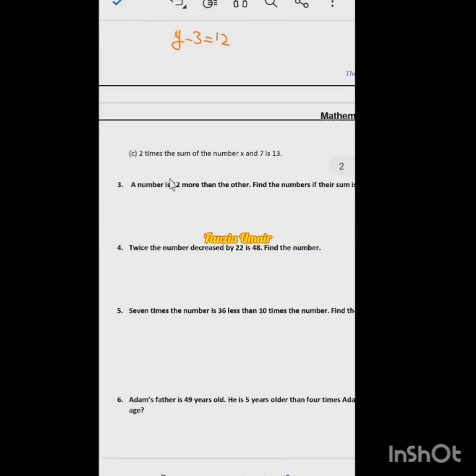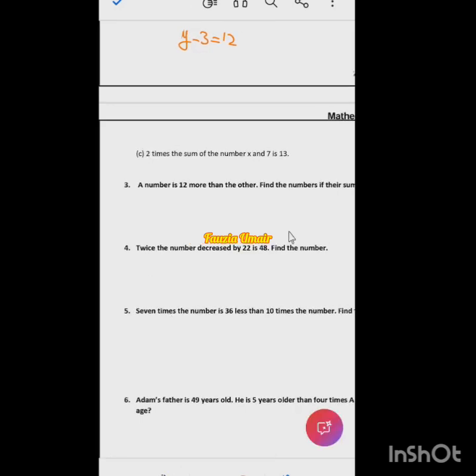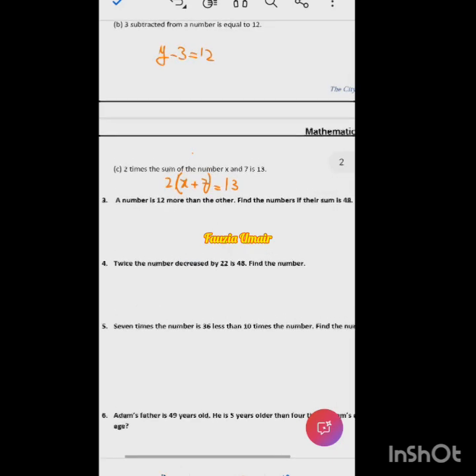Last one. 2 times, 2 times को भी छोड़ दें. The sum of a number x and 7 is 13. So what is the sum of number x and 7? x plus 7 is equal to 13. So where does 2 times go? Bracket, multiply by 2. Whatever is the sum of x and 7, uska 2 times, is equal to 13, right? Yes, ma'am. Now the next one.